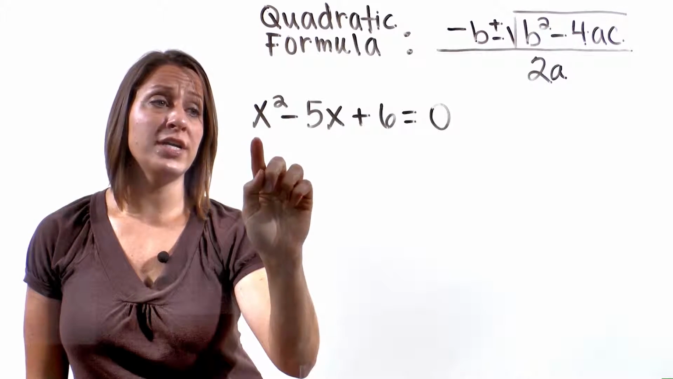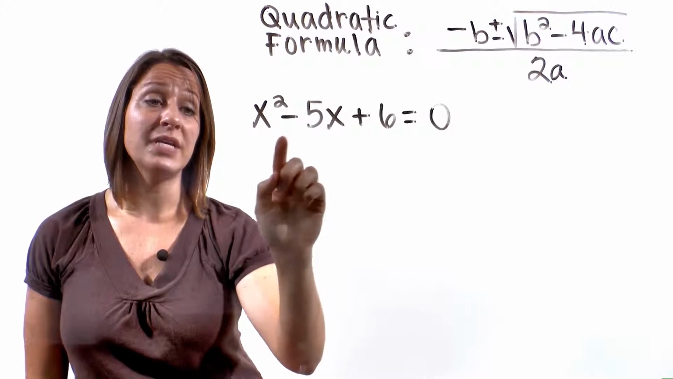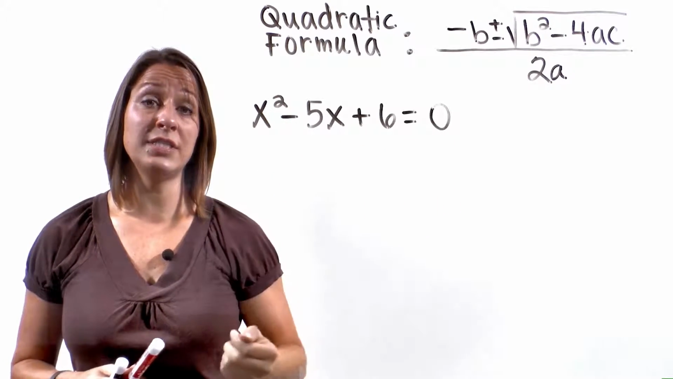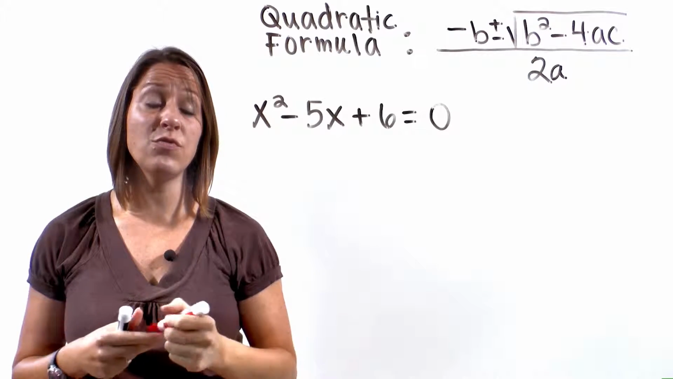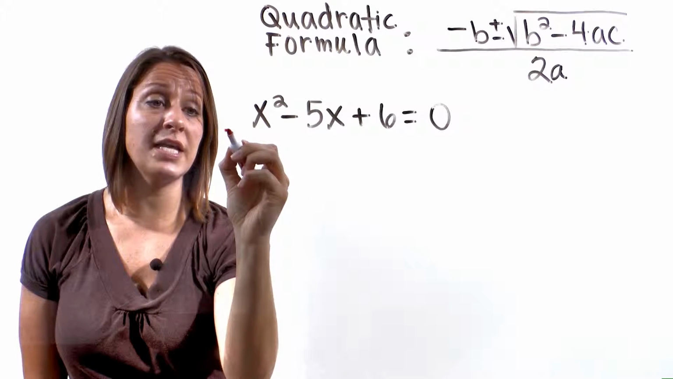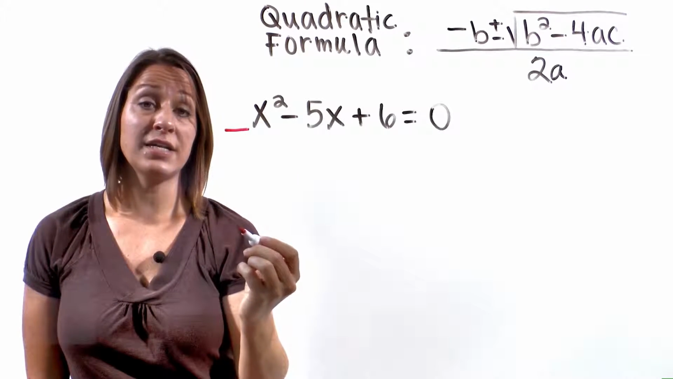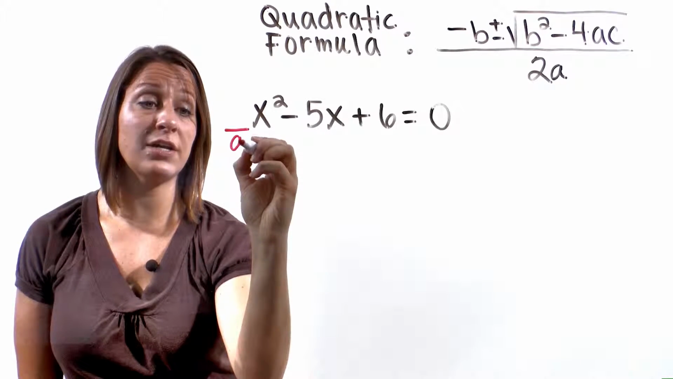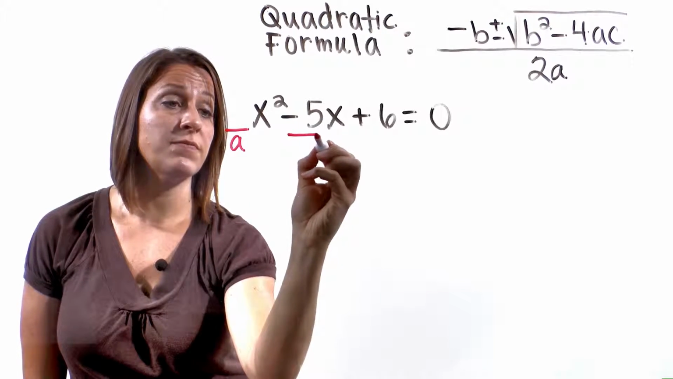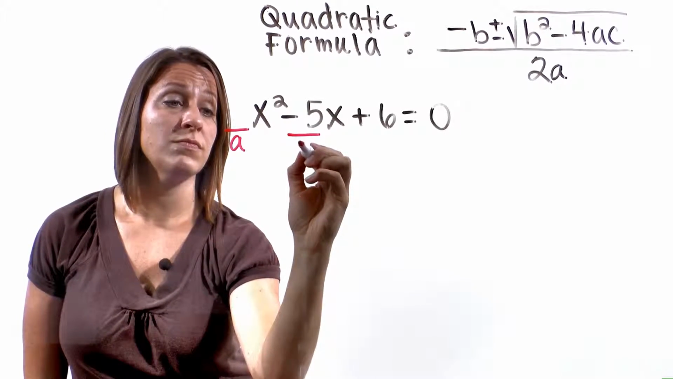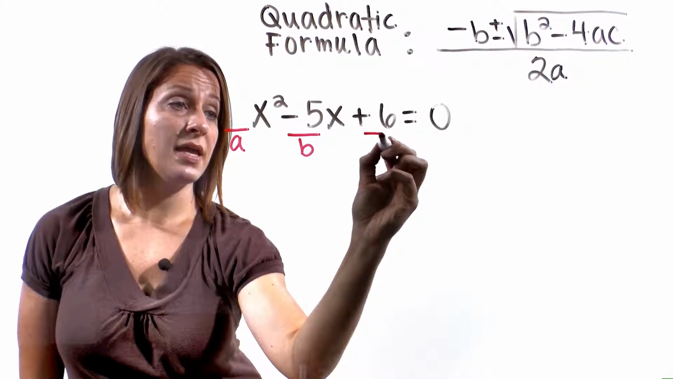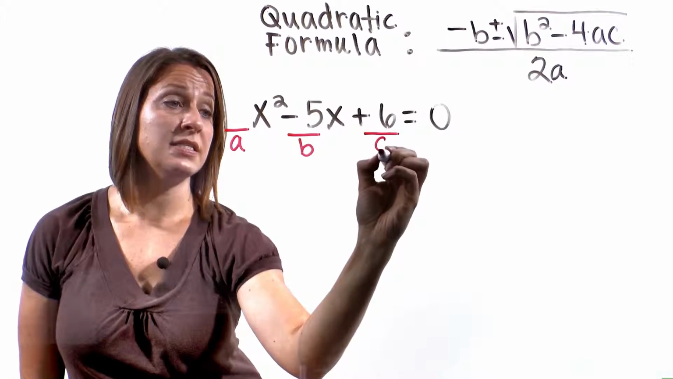When a quadratic equation is in standard form, it's in descending order, and it's set equal to 0. When it's in that format, the coefficients of the terms correspond to letters. The x squared term's coefficient corresponds to the letter a. The coefficient of the x term is letter b, and the constant is letter c.